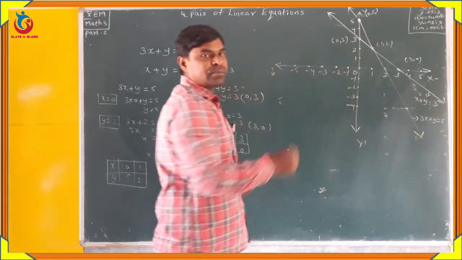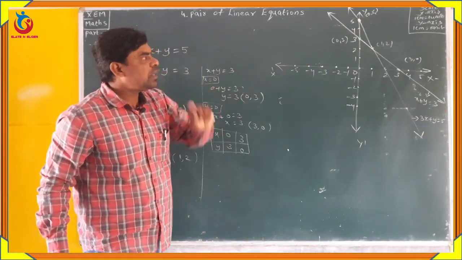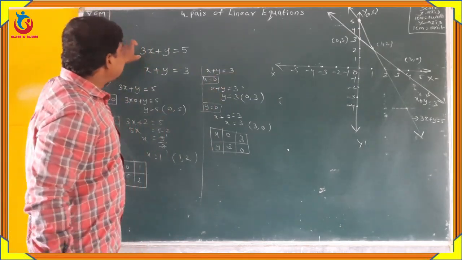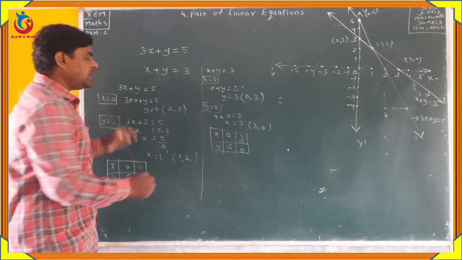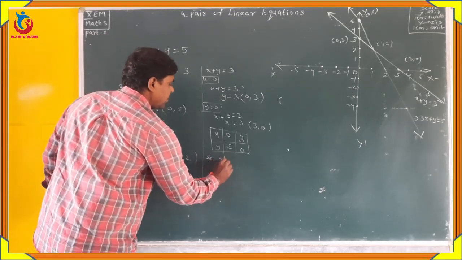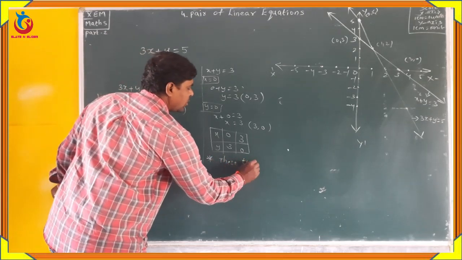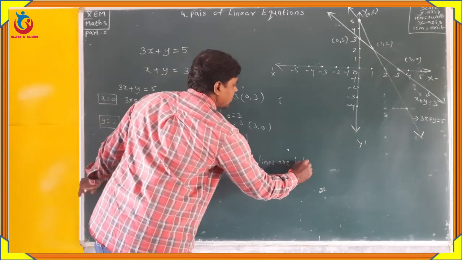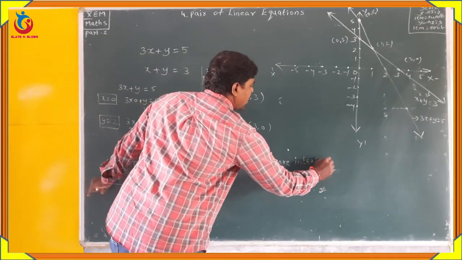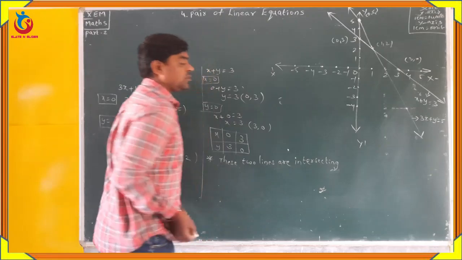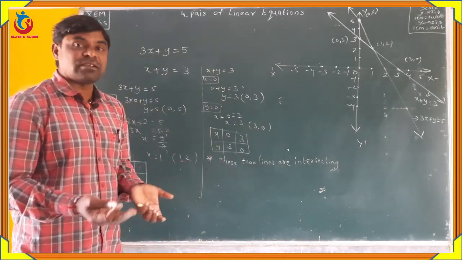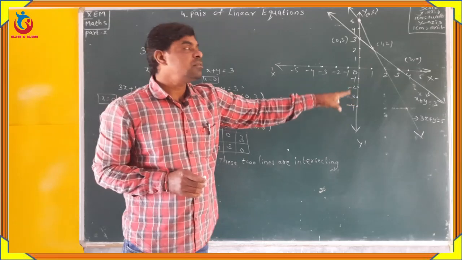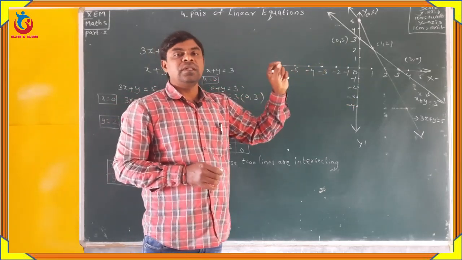Here what happened, the two lines are intersecting, that is why we can say that these two lines are intersecting lines. When did we get this? These two lines are intersecting when I have got, after drawing the two lines, then only I got that yes, these two lines are intersecting.